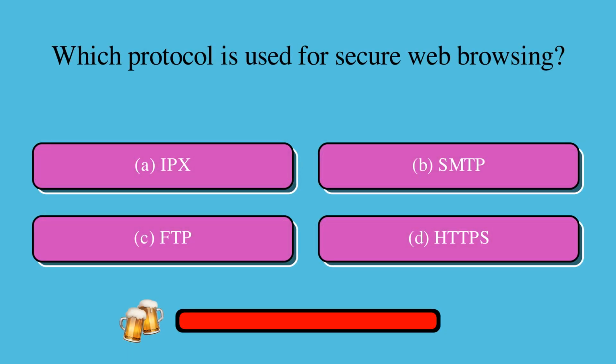Which protocol is used for secure web browsing? Is it A, IPX, B, SMTP, C, FTP, or D, HTTPS? The correct answer is D.